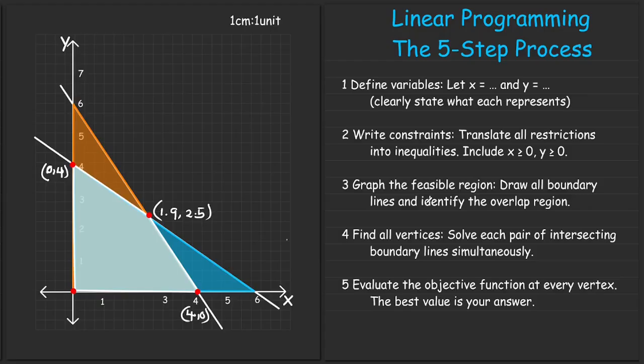And then you look at all the areas that overlap. So for this we have over here, we changed the color to white, and it is the white that shows where everything overlaps. Then finally you find all the vertices. Just as I did over here, the vertices are just the corners of the polygon you have drawn. Then you evaluate your objective function. As I said earlier on, the objective function is what you actually want to maximize or minimize. These are the 5 steps of the process.